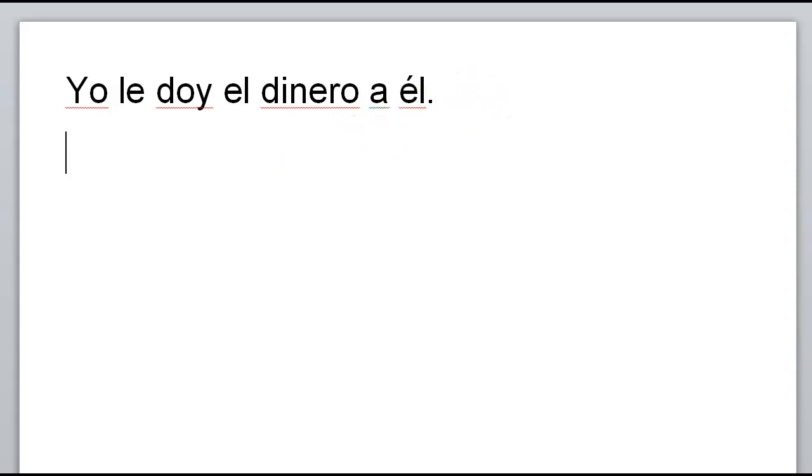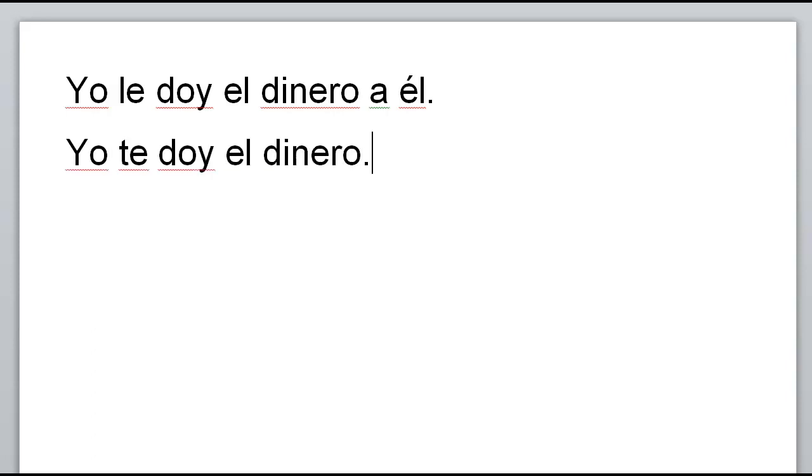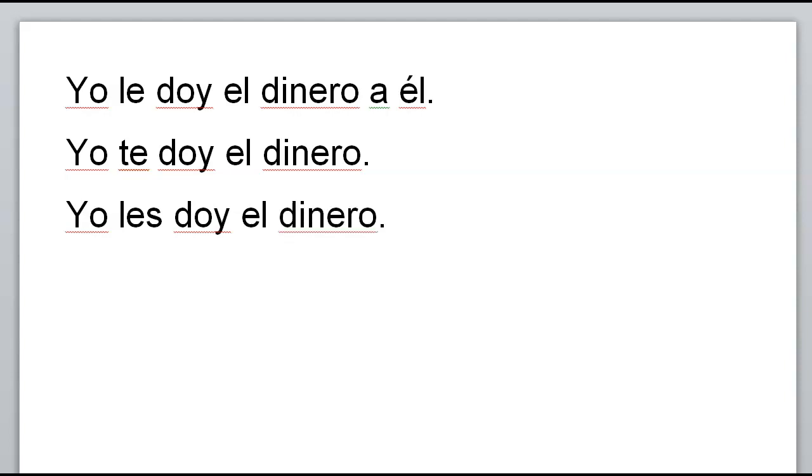How about I give you the money? Informal you. I give you the money. Yo te doy el dinero. I give you the money, or I'm giving you the money. I give the money to you. I give the money to them. Yo les, to them, doy el dinero. Yo les doy el dinero.